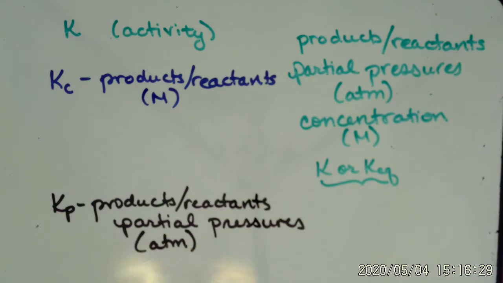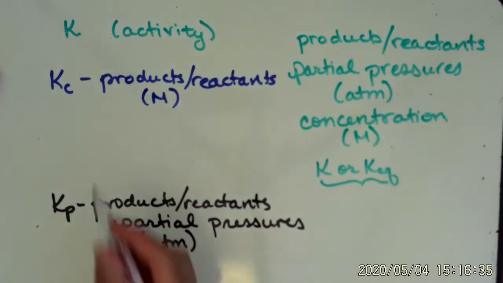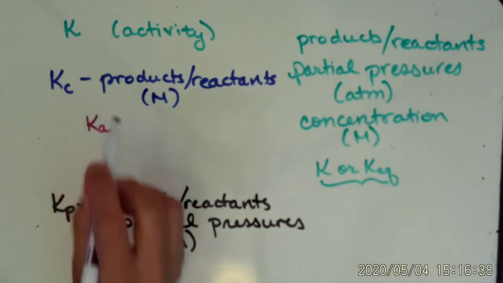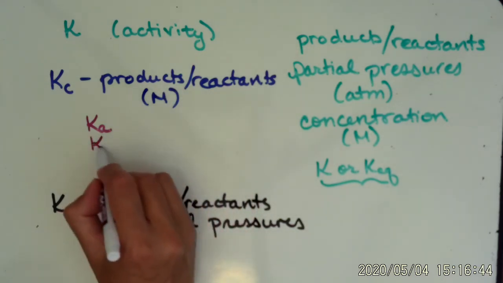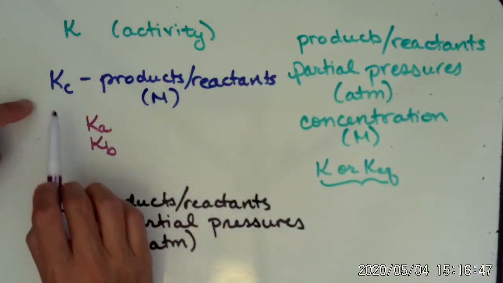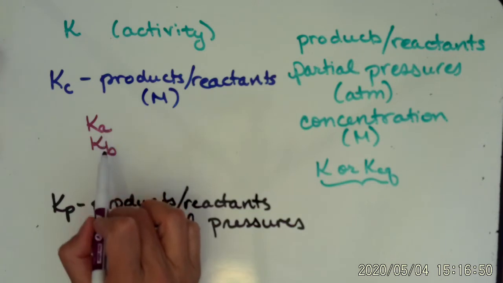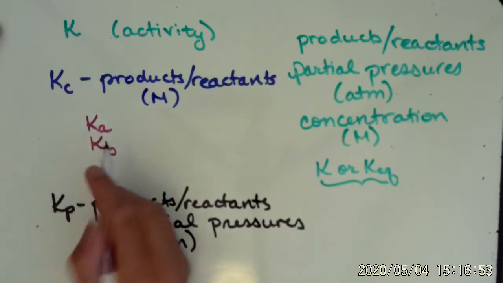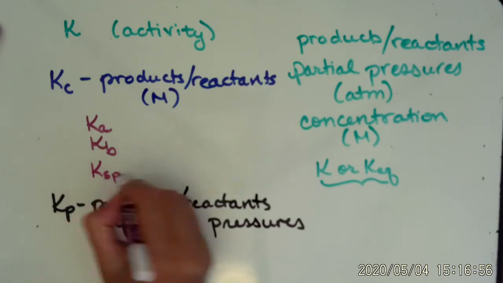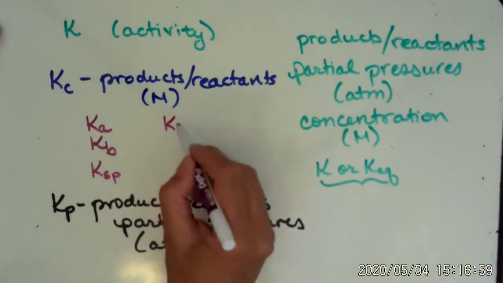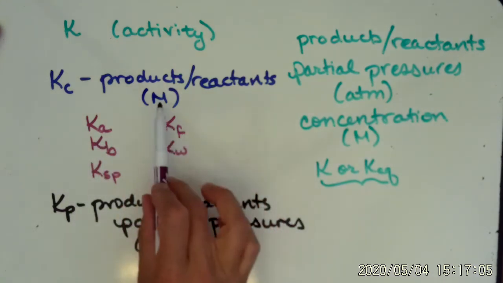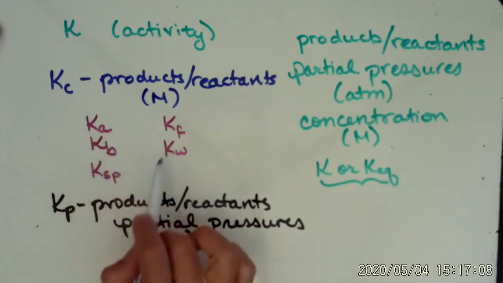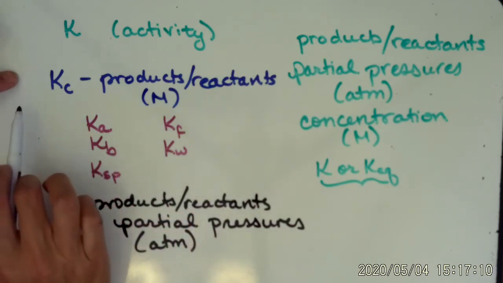What about other subscripts? Yes, we do have a lot of other subscripts. So you'll encounter Ka. This is specific for acids and weak acids. Kb for weak bases. The reason I'm indenting them here is all of these are going to be expressed in terms of concentration. So a lot of these, Ksp, Kf, Kw, all of these, my reactants and products, are in terms of concentration. They're like a subset of Kc.